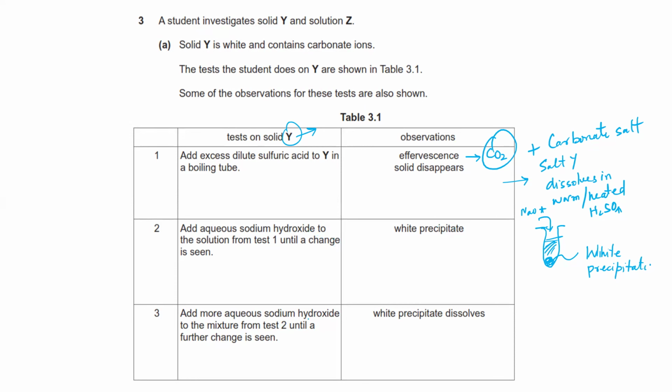So add aqueous sodium hydroxide to the mixture from test 2 until a further change. So even in excess sodium hydroxide, this white precipitate dissolves. It is soluble in NaOH. So this is something we need to see.